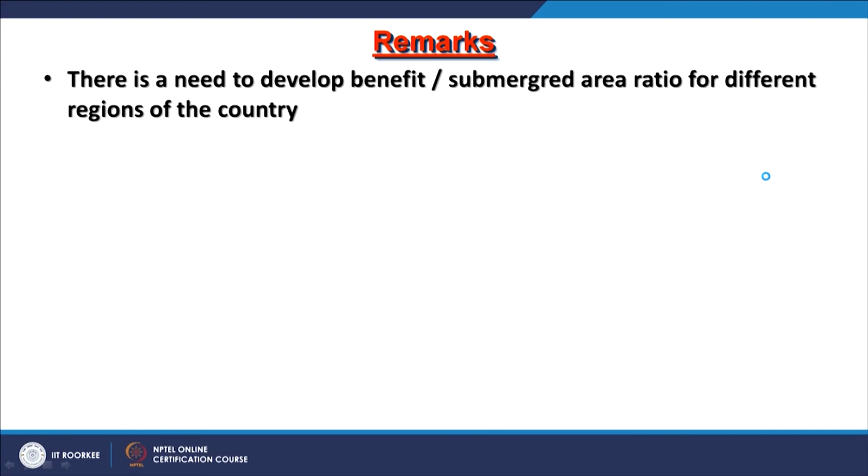So, what we see is that by developing this benefit versus submerged area ratio for the different regions of the country beforehand, we would know, if a structure is created, how much benefit area I am going to have and what return I am going to get. Decision makers would like to know, if I construct a reservoir here, how many years it would take and what benefits it will provide. All these questions can be answered through such analysis.